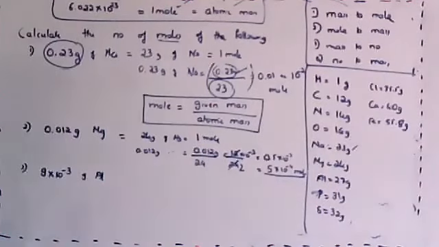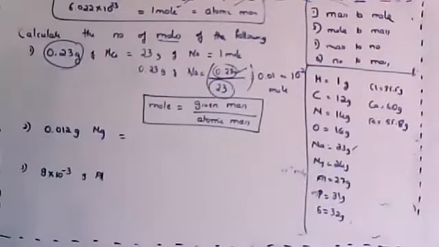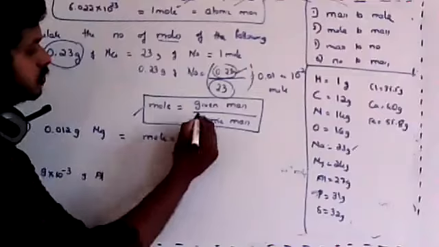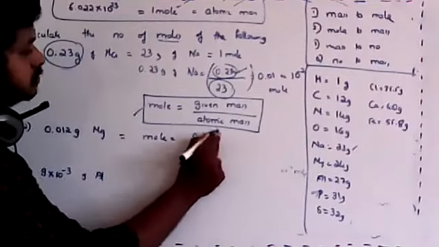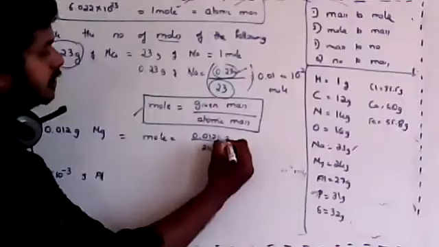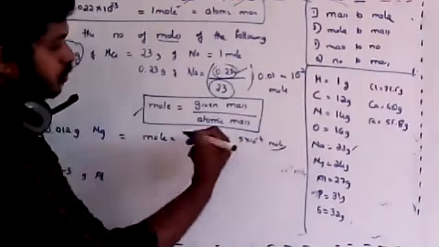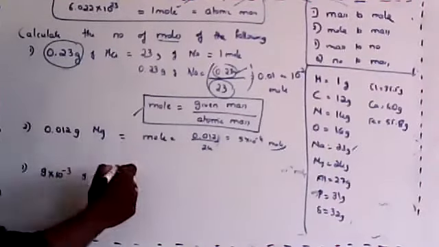This is the way by equating. Is there any simple way? Yes. Whenever a mass is given, how to calculate mole? Directly use the above formula. Which is the above formula? This one. Mole equal to given mass divided by molar mass. 0.012, yeah, 12 divided by 24. Finally, you're going to get 5 into 10 to the power minus 4 moles. Students, is that clear? Let's go for this one by the direct method only.